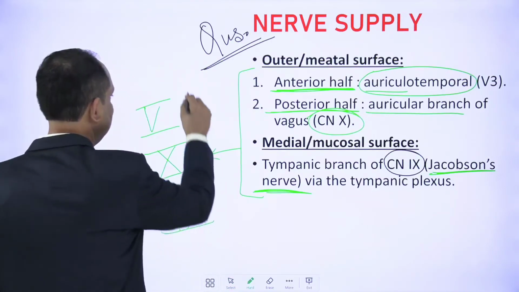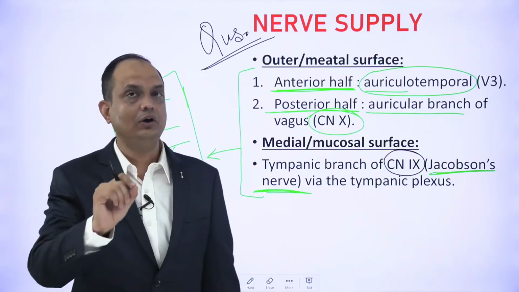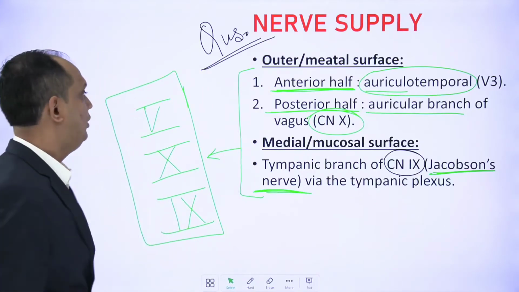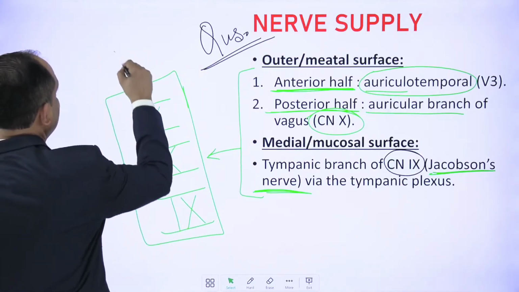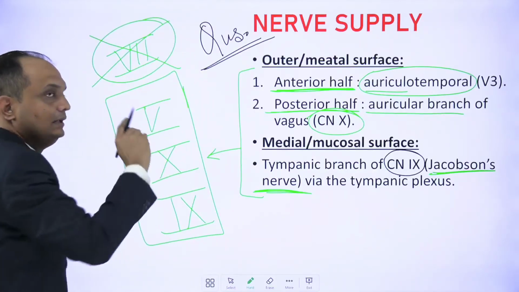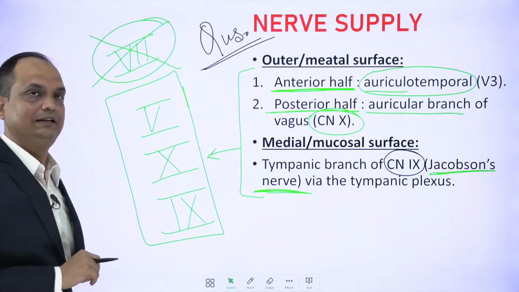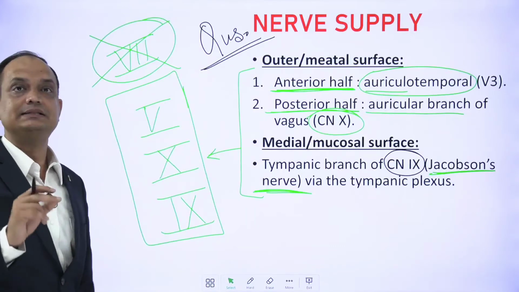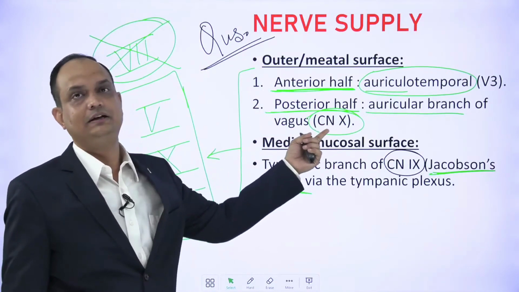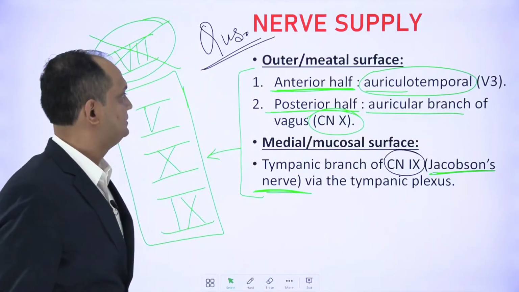So, this is the question of your exam: which of the following cranial nerves is not contributing to the nerve supply of the tympanic membrane? The most common option you will have is the 7th, because the facial nerve is not contributing here, but for confusion, this option is always there. So, you have to keep in mind that the tympanic membrane is supplied by the branch of the 5th, that is the auriculotemporal, the branch of the 10th, that is the auricular branch, and the branch of the 9th, that is your Jacobson's nerve.